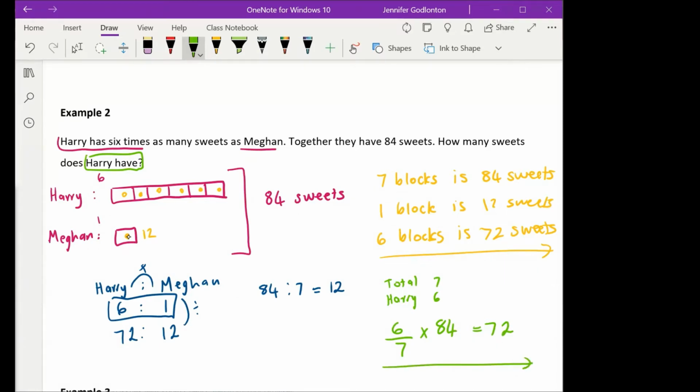And all of these ways, all 3 of these ways, they do exactly the same thing. All they're doing is they're dividing by the total. So we divide it by 7, and then we times it by 6. They're all exactly the same. So I want you to figure out which way you prefer and work with that as we do more questions later today.